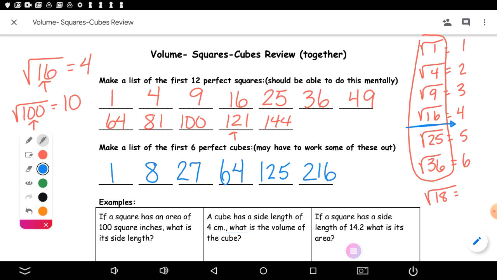When I taught 8th grade, they had to memorize the first 15 perfect squares, which most of them have memorized up to 12 when they came to me. And they had to memorize the first 8 perfect cubes, because even in 8th grade, those were the ones that showed up most often.